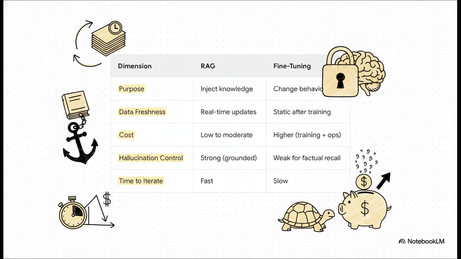This table really says it all. Let's just hit the big ones. Look at data freshness. RAG is real time, hands down. Fine-tuning, it's a snapshot in time. Once you train it, it's static. What about hallucination control? RAG is way, way better because its answers are grounded in documents you just gave it. And then there's the big one, cost and time. RAG is almost always way faster and cheaper to get going and update. Fine-tuning can be a serious investment.